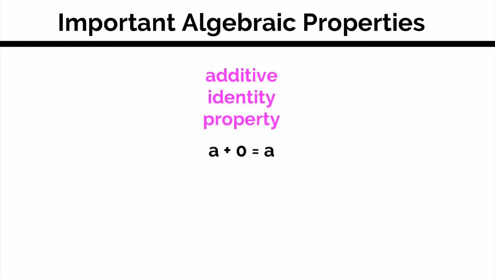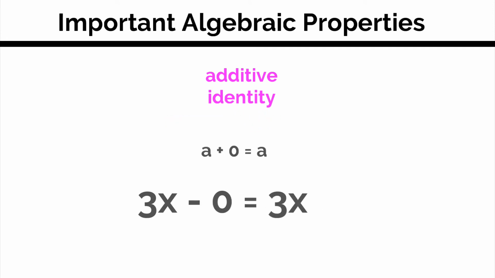For instance, the additive identity property. This says that you can add or subtract 0 to any number or algebraic term, and it will retain its identity. 5 plus 0 is 5. 3x minus 0 is 3x. Seems obvious, but it will come in handy.